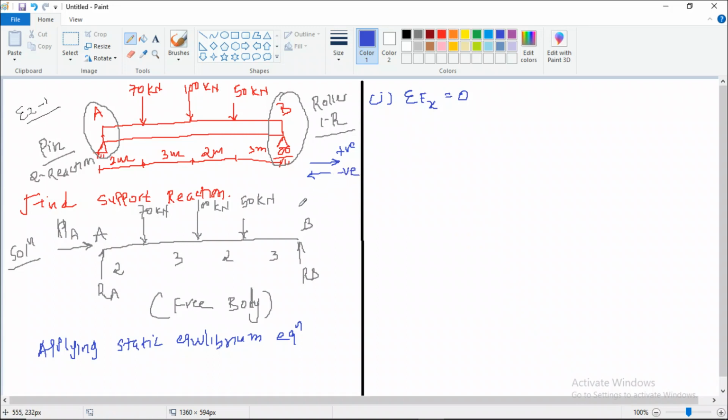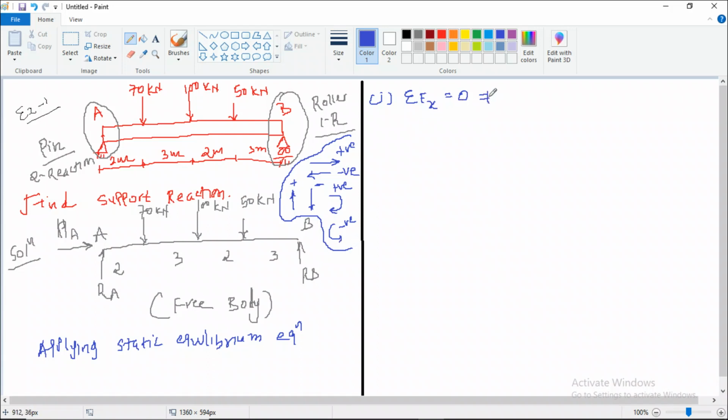Similarly, we will consider vertically upward force positive, vertically downward force negative. And one more sign convention, we consider clockwise moment as positive and anti-clockwise as negative. So this is the sign convention that we are going to follow for this numerical and for all the future numericals as well. So summation of Fx is equal to 0.